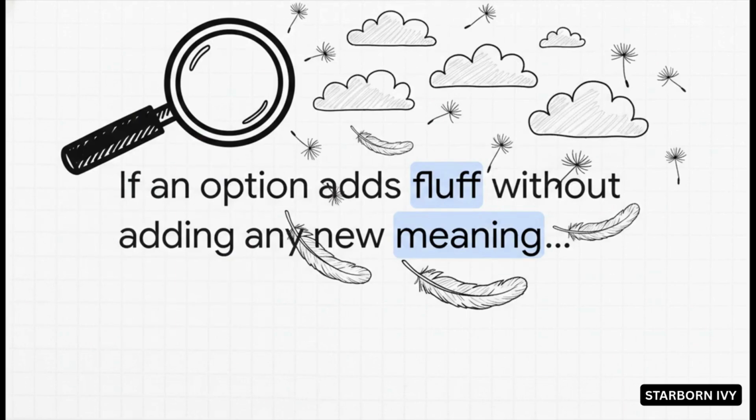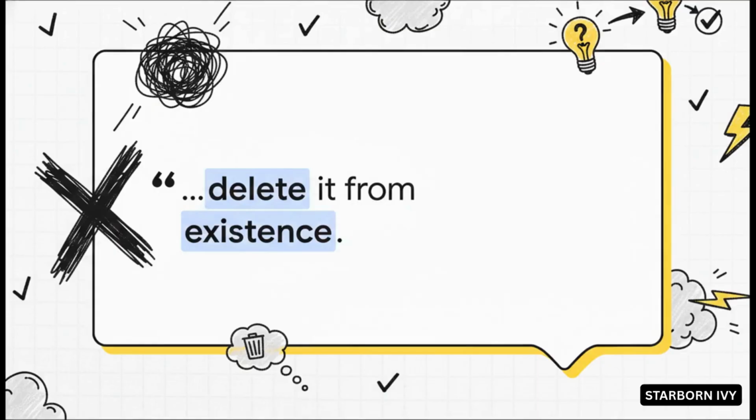So you're looking at the answer choices, right? And you spot one that's just wordy. It adds a bunch of fluff. It rephrases something in a really complicated way, but it doesn't actually add any new meaning. Exactly. You just delete it from existence. Seriously, get rid of it. Don't even think twice. If an option isn't adding real value, it's wrong. Trust me, this one mindset will help you eliminate wrong answers with so much speed and confidence.